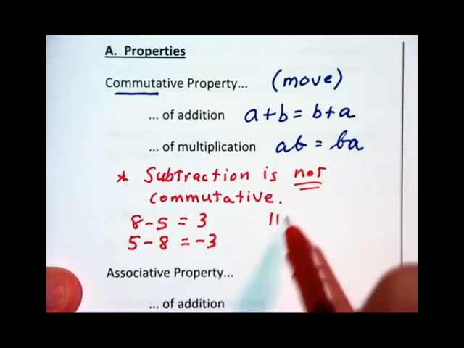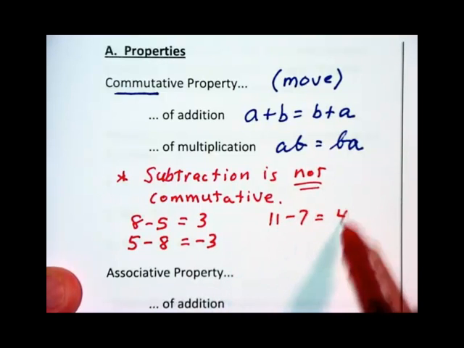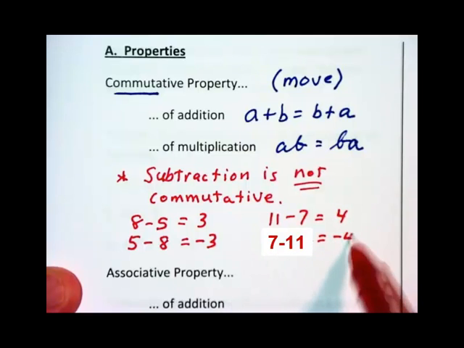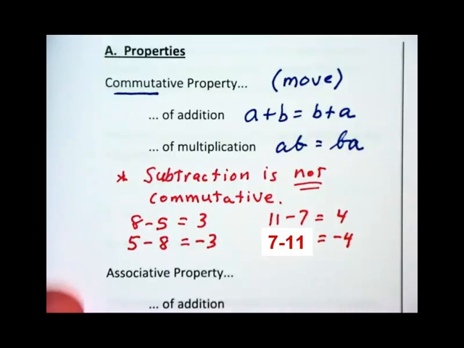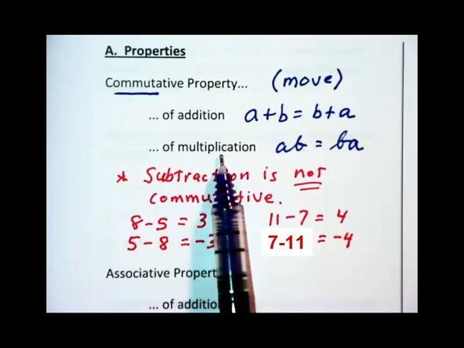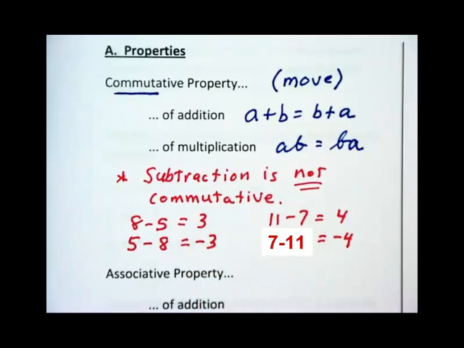If we have 11 minus 7, we get positive 4. And 7 minus 11 equals negative 4. And again, not the same total, but it's the same number, but opposite in sign. And that's important for something we're going to do later on in the course, which we're going to call the negative 1 technique. But you just need to know right now, subtraction is not commutative, but addition and multiplication are. And it turns out that division is not commutative either.